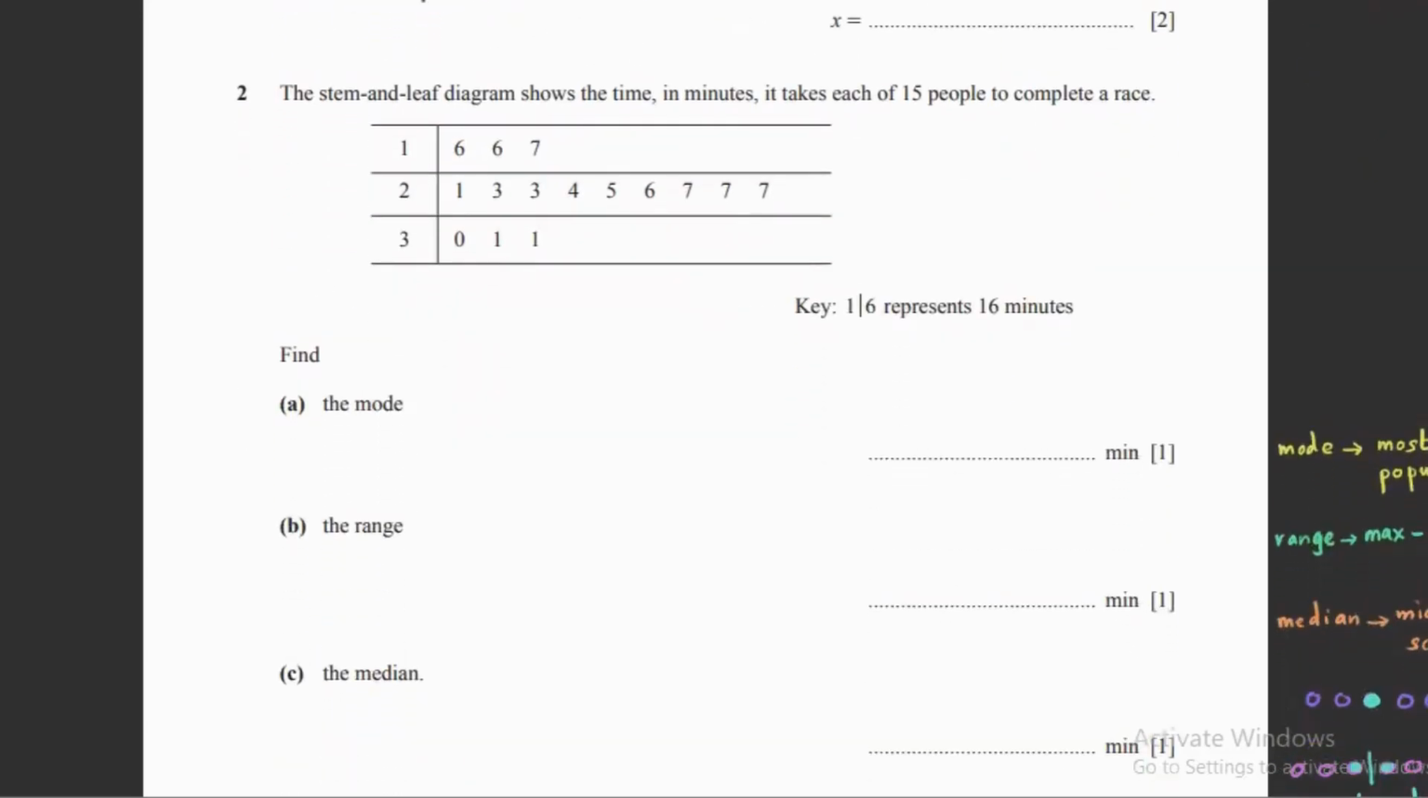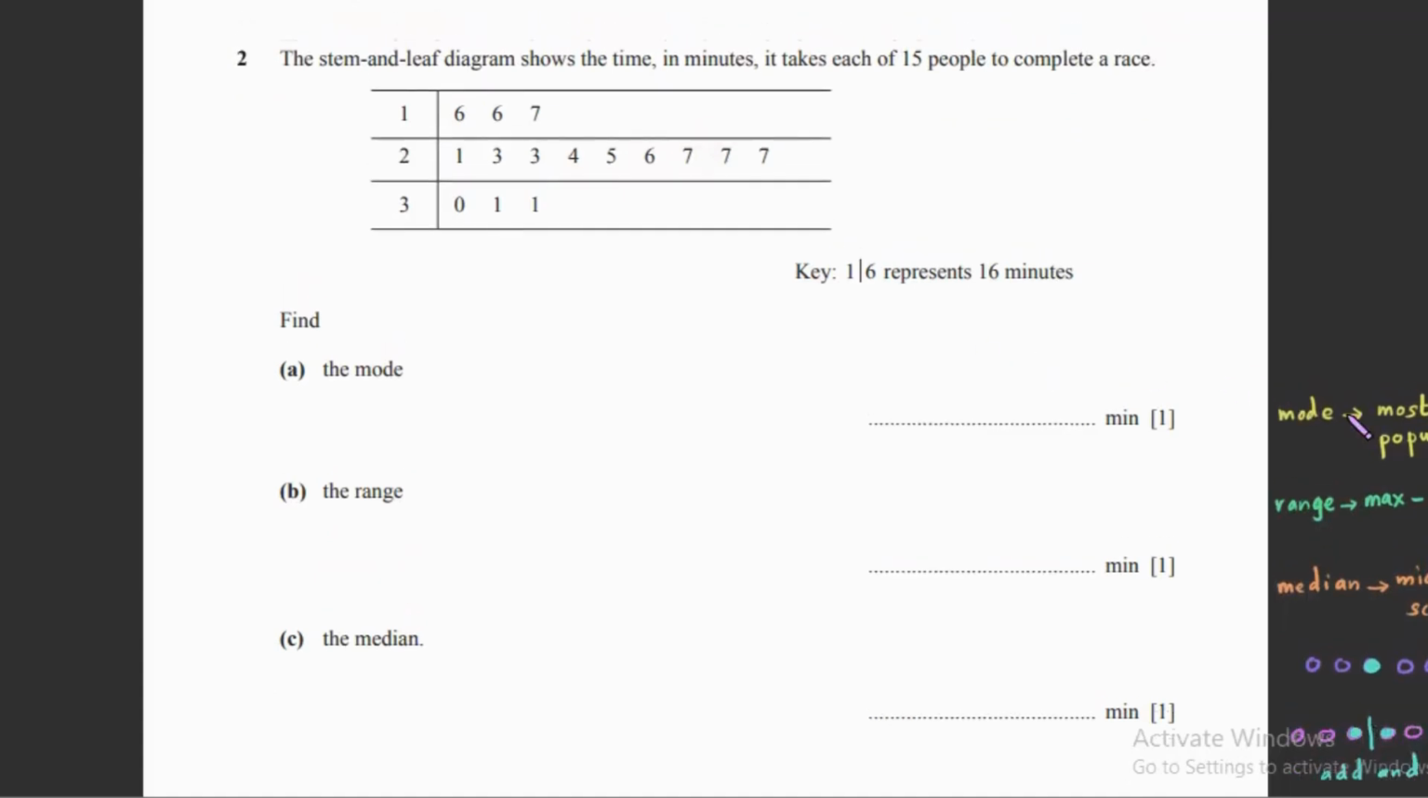Question 2 is a stem and leaf diagram. They've also given us what this key represents. So 1|6 represents 16 minutes. And here, it's the time taken by 15 people to complete the race. We're supposed to calculate the mode. The mode is the most popular score. So in this case, the number that repeats the most is the mode. So it's going to be 27, because the 7 repeats 3 times here, which means the 7 is actually 27. So we should be writing it as 27 minutes.